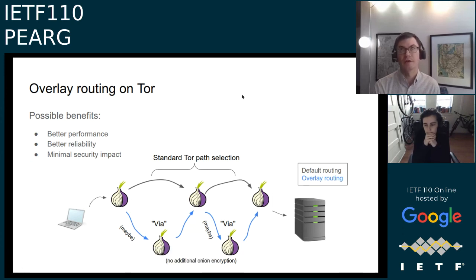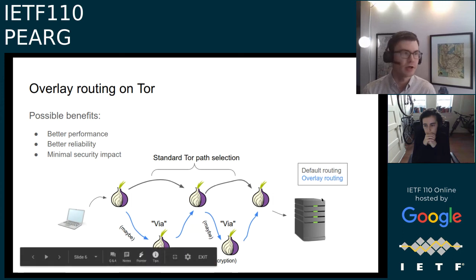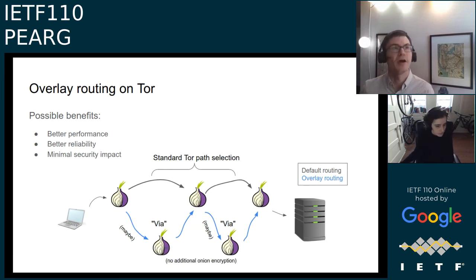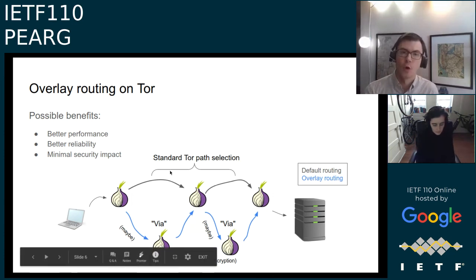So latency, perhaps throughput, perhaps better use of bandwidth, perhaps more reliability. And our early analysis suggests that there will be minimal security impact. Importantly, we're not proposing, there are many other orthogonal proposals to alter Tor path selection for reasons of either security or performance. And we are not proposing any changes to that. We're also not adding additional encryption hops. We're just adding additional hops for routing.